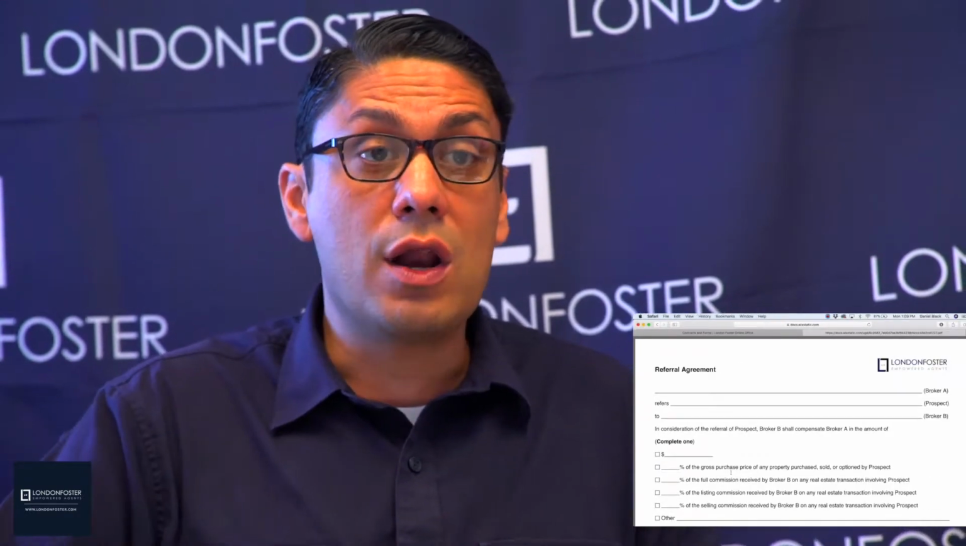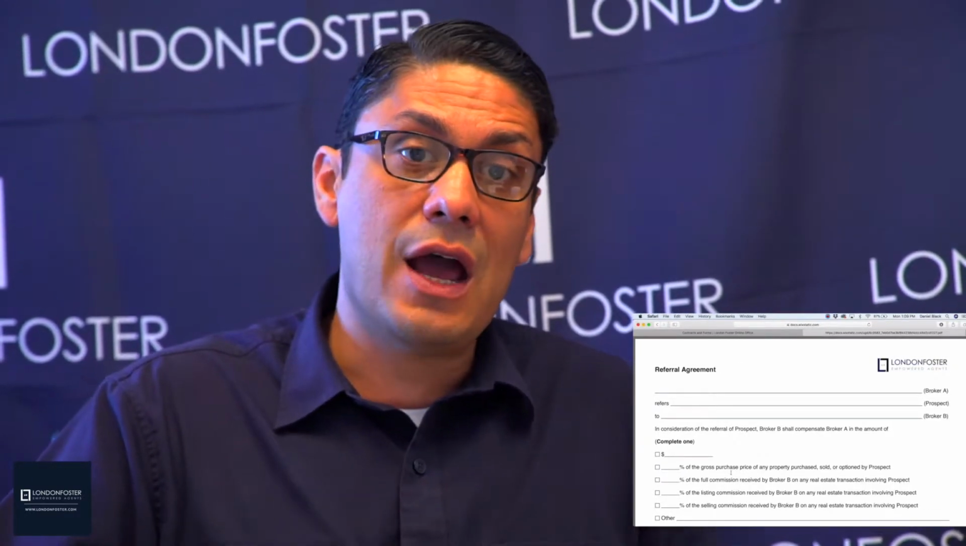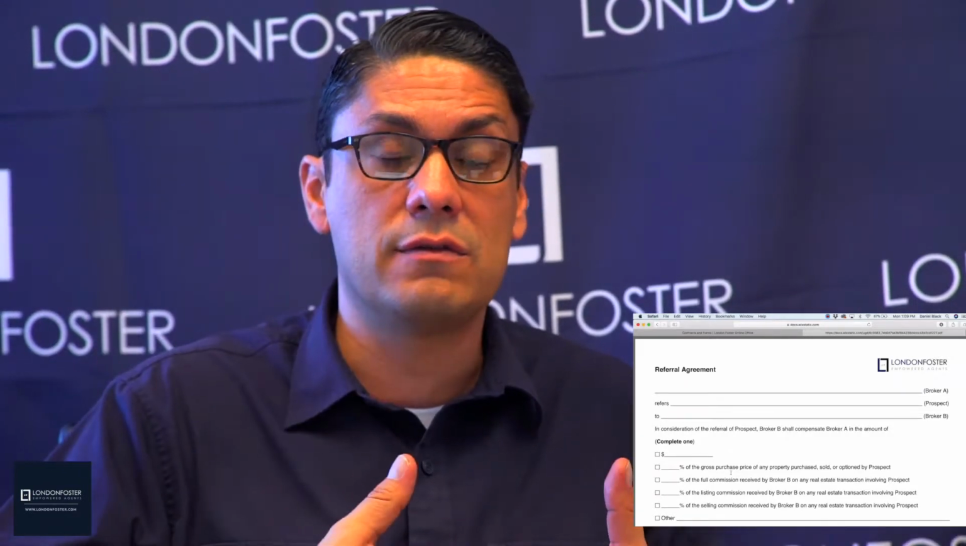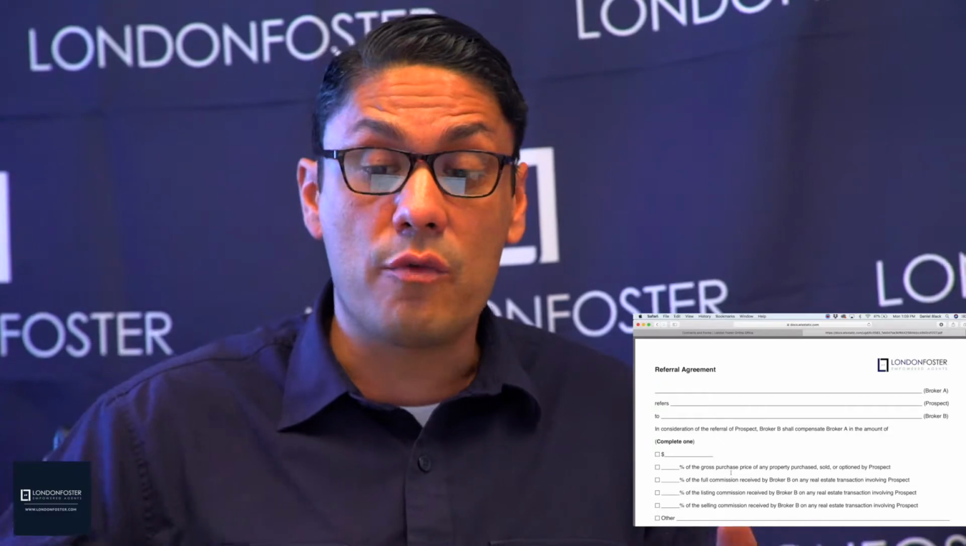This form is also available on londonfoster.net under the office manager section under forms and contracts. It is also available on Form Simplicity for you and the other agent to sign electronically. This contract is between brokers, so you want to make sure that you fill it out completely, both agents do, but that both brokers sign this. I'm going to go over it real quick.